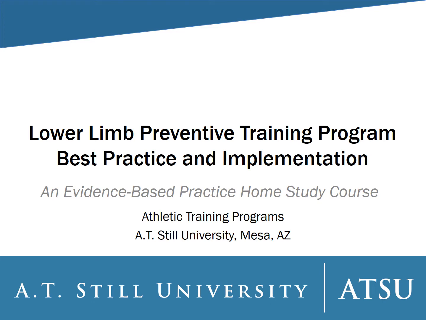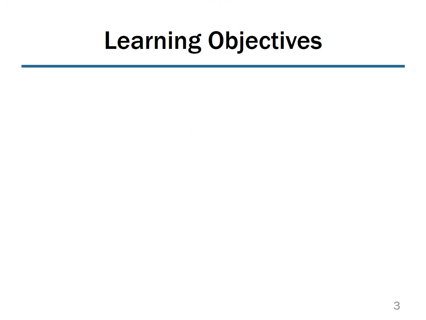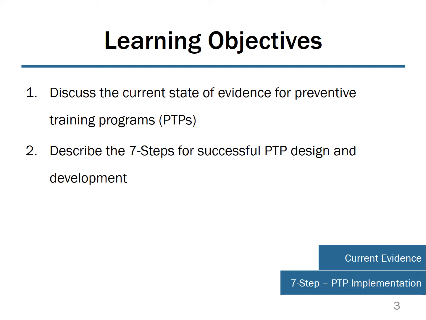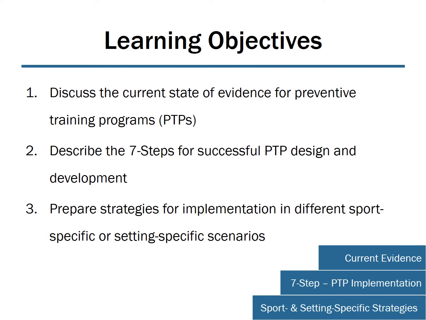Hello, everyone, and welcome to the Evidence-Based Practice Continuing Education Opportunity entitled Lower Limb Preventative Training Program Best Practice and Implementation. Our three primary learning objectives today will be to first, discuss the current state of evidence for preventative training programs. Next, we will describe the 7-step framework for successful preventative training program design and development by going through a framework developed by Padua and colleagues. And lastly, we will prepare strategies for implementation in different sport-specific or setting-specific scenarios.